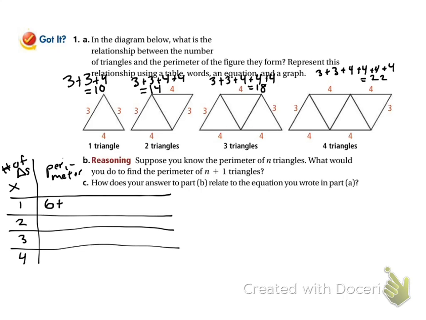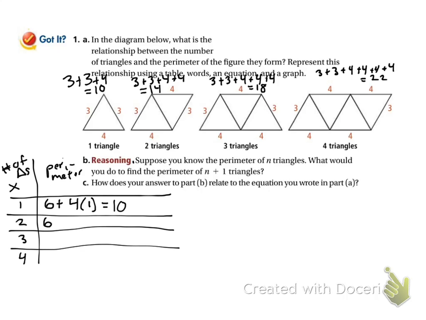6 plus, well, this one has 1 4. This one has 2 4s. This one has 3 4s. This one has 4 4s. And that matches up with the number of triangles. So I could rewrite this as 4 times 1, right? Somehow I need to get my variable x in there. And we said that gave me 10.